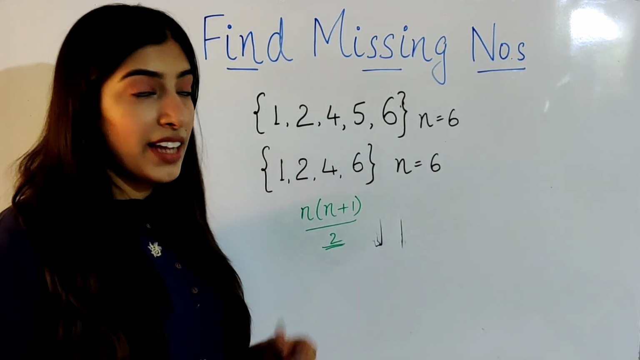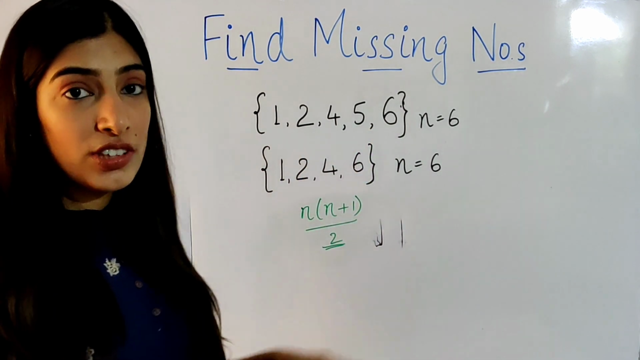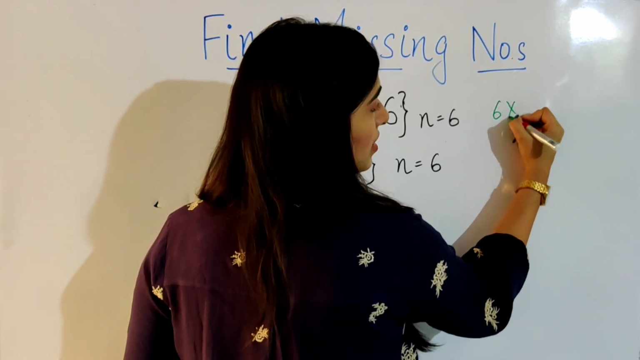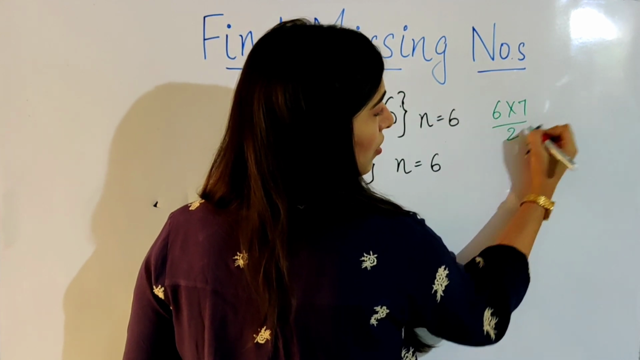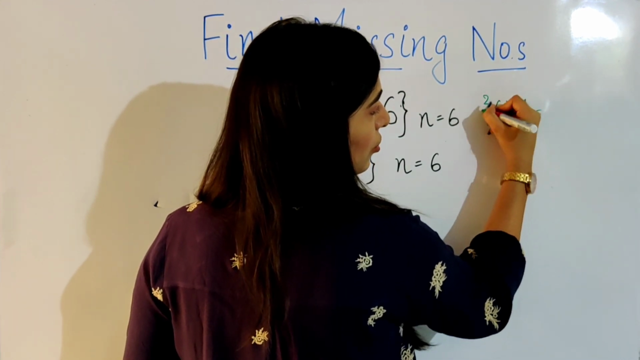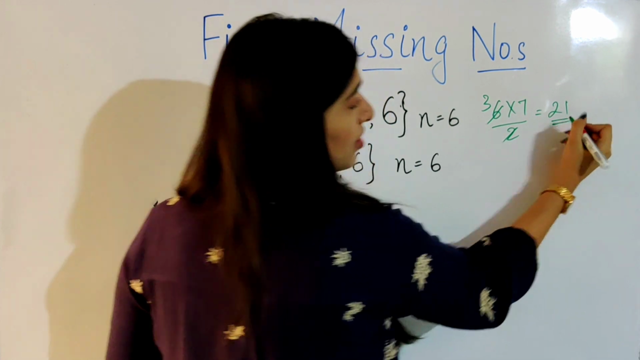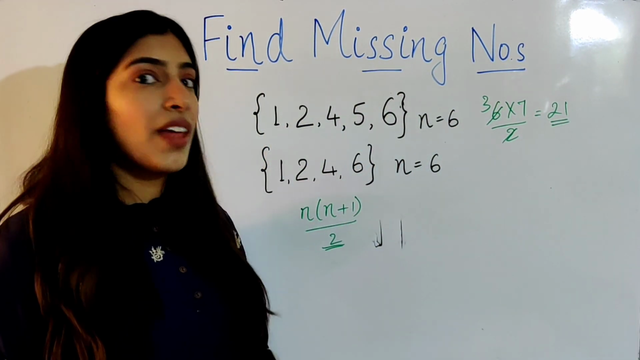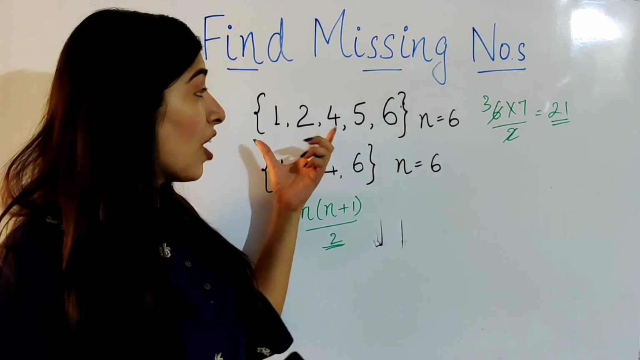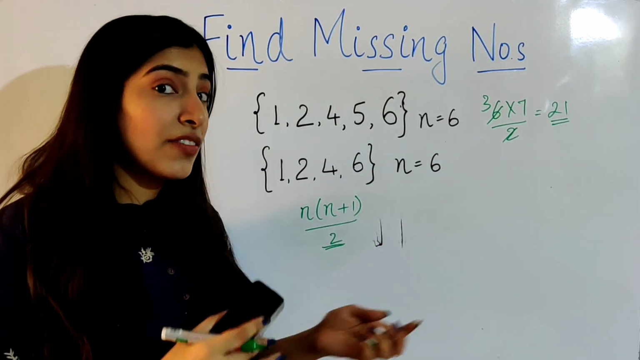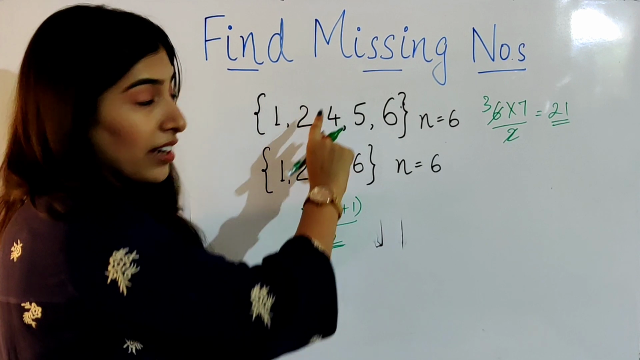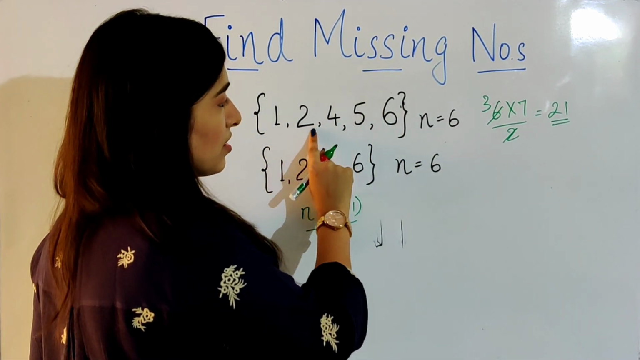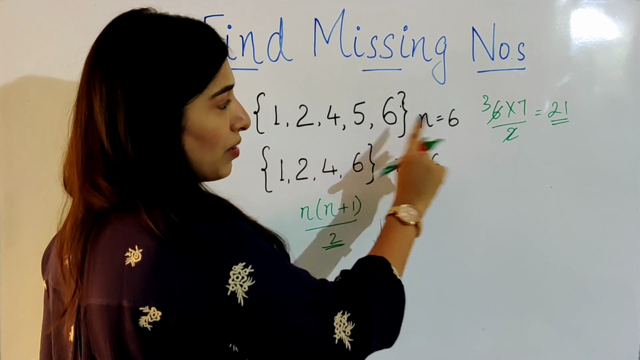So let's calculate that first. I have taken n equal to 6 for both the questions over here. So the sum will be 6 into 7 by 2, which is 21. This would have been the sum if all the elements were present. But that is not the case. So now let's calculate the sum of the elements that we have, which will be, in our case, 1 plus 2 plus 4 plus 5 plus 6, which is 3 plus 4, 7 plus 5, 12 plus 6, 18.